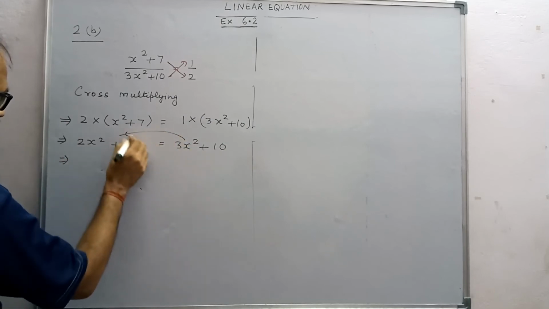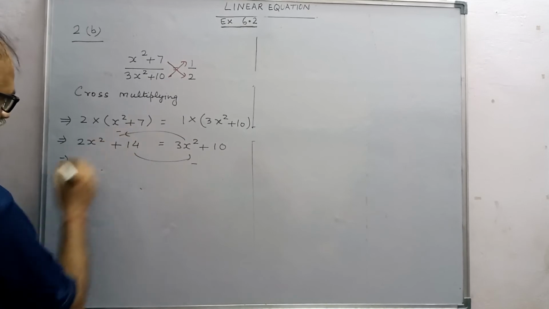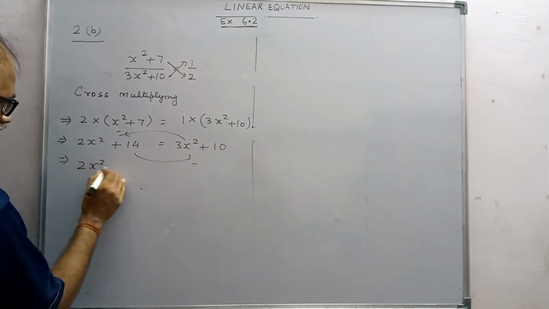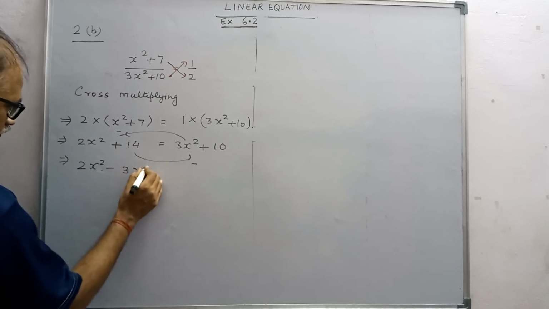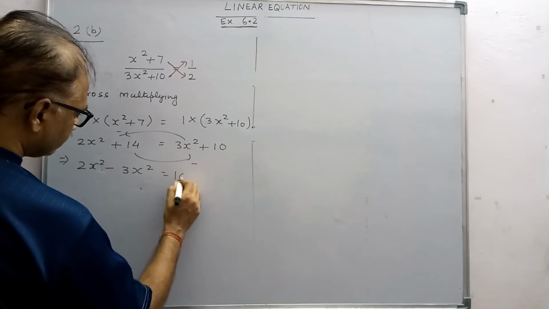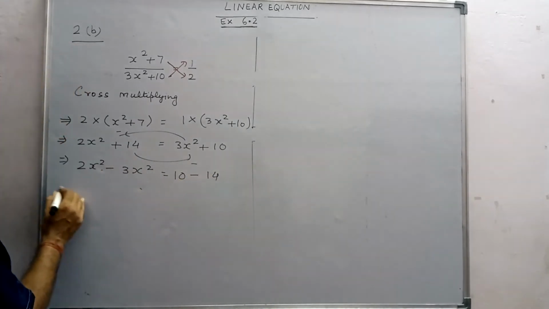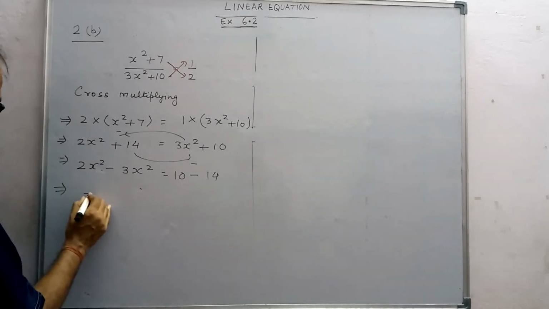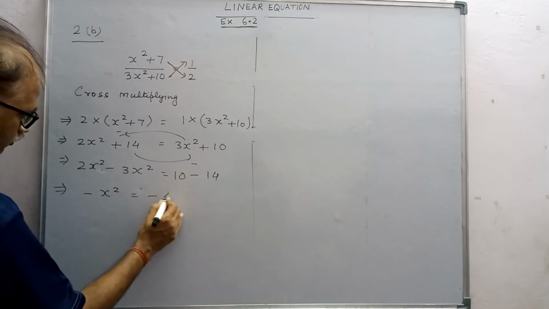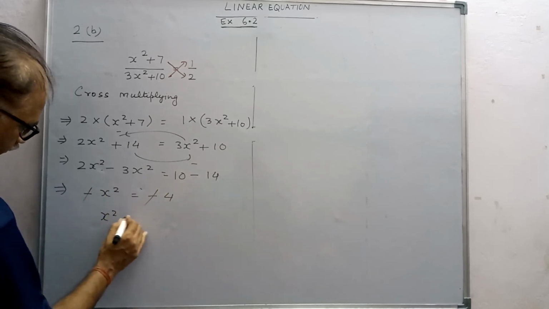one this side here, so it will become negative, and this that side, so it will become also negative. So this will also become negative, this will also become negative. So 2x square minus 3x square, all the variables on left hand side, and the constants will be got on right hand side. 10 minus 14. So here you simplify this, you will get minus x square, and 10 minus 14 will give you minus 4. Minus minus cancel, you get x square is equal to 4.